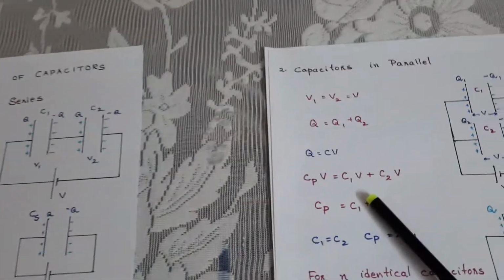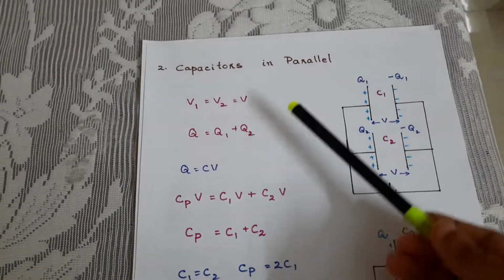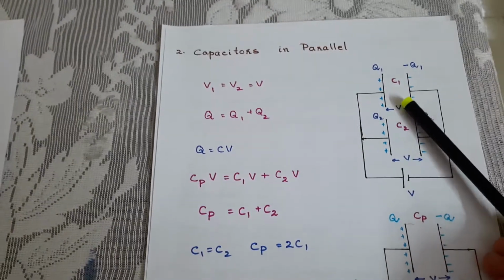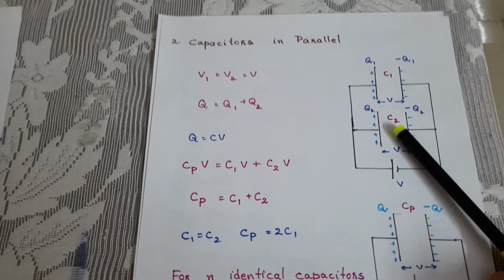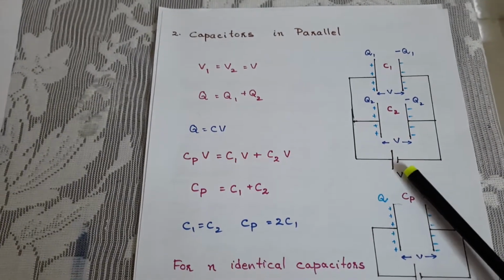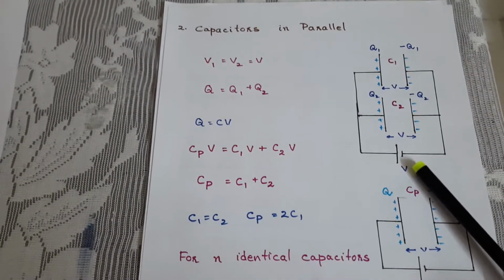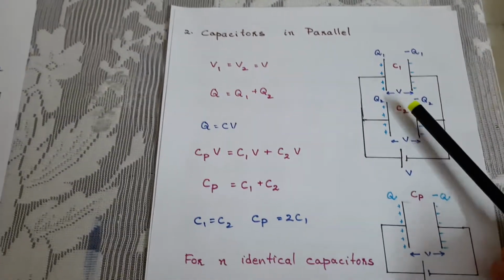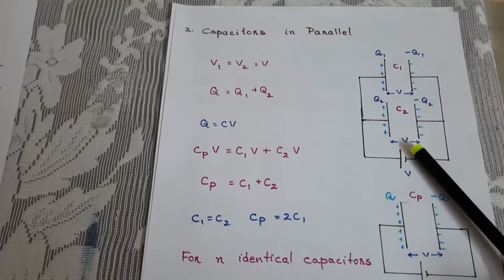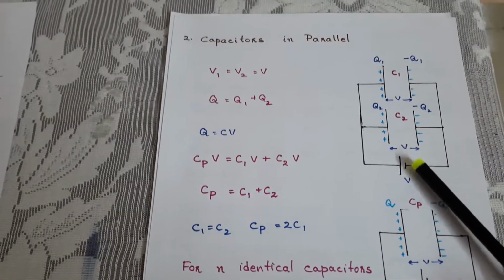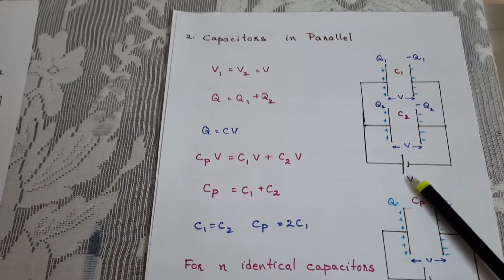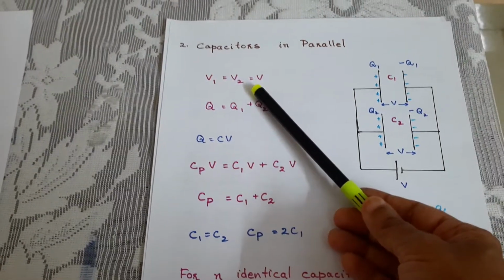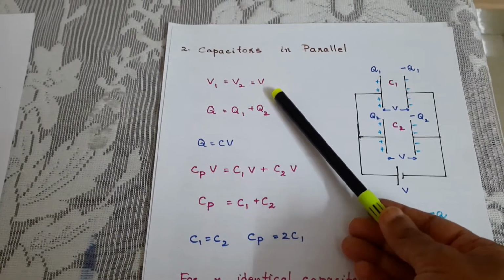Now let us consider capacitors in parallel. Let us consider two capacitors C1 and C2 connected in parallel with a battery of potential V. In parallel combination, the potential difference across C1 and C2 will be equal to the applied potential V. Therefore, V1 is equal to V2 is equal to V.